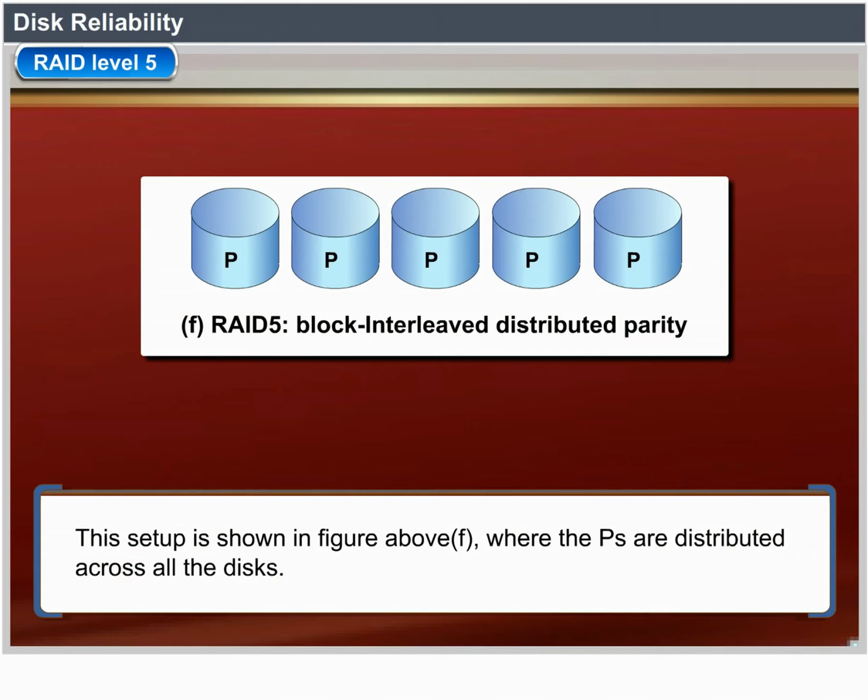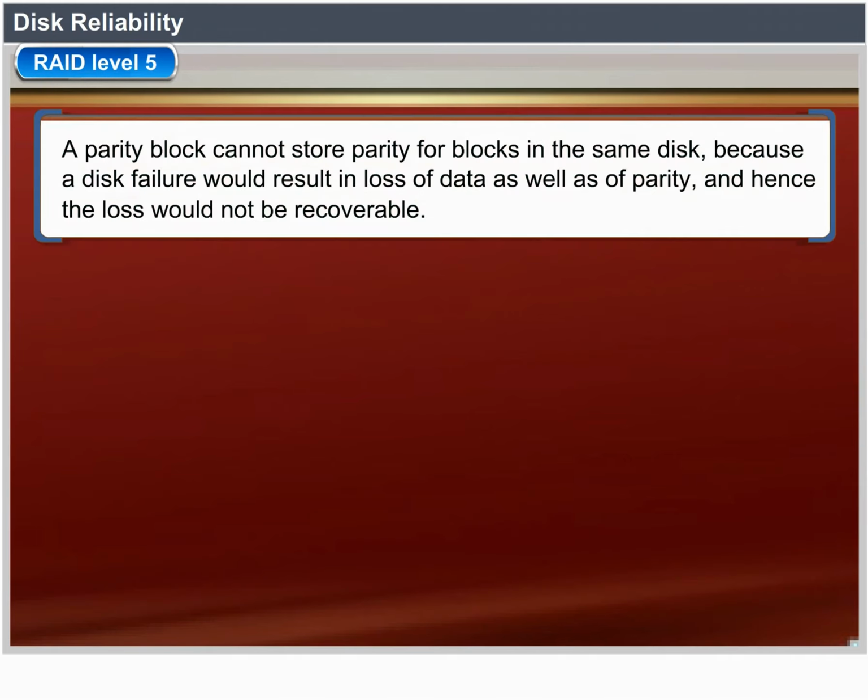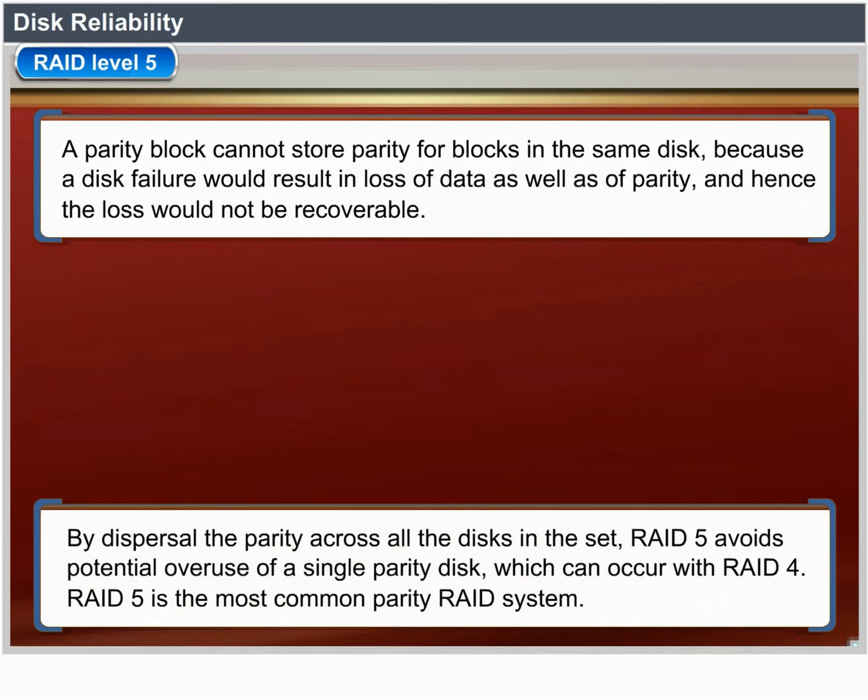A parity block cannot store parity for blocks in the same disk because a disk failure would result in loss of data as well as of parity, and hence the loss would not be recoverable. By spreading the parity across all the disks in the set, RAID 5 avoids potential overuse of a single parity disk, which can occur with RAID 4. RAID 5 is the most common parity RAID system.